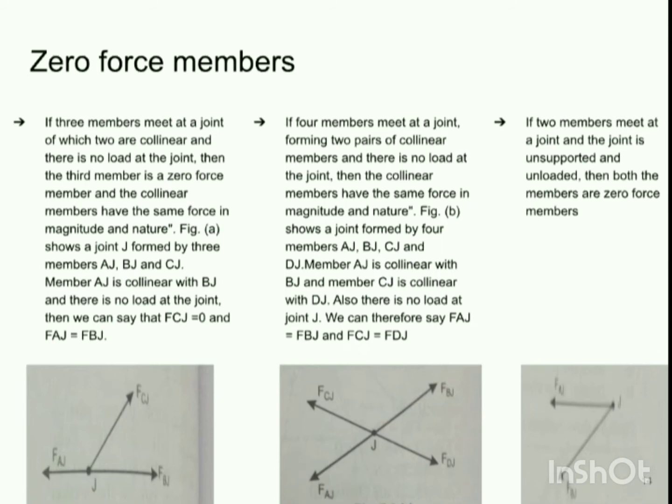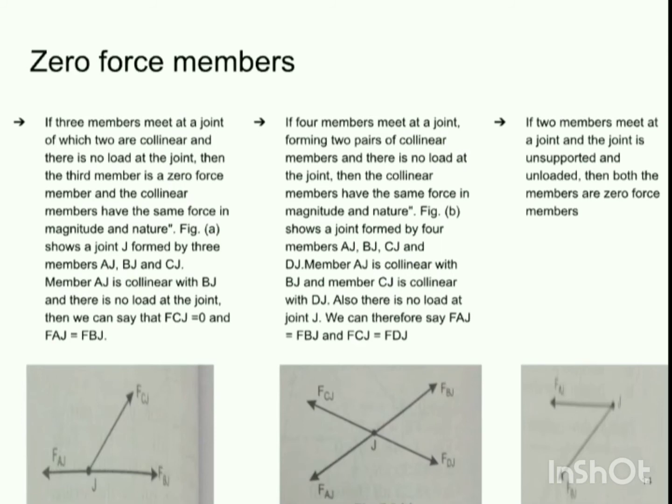If there was an external load acting on the joint J in the downward direction, then Fcj will have a certain value.